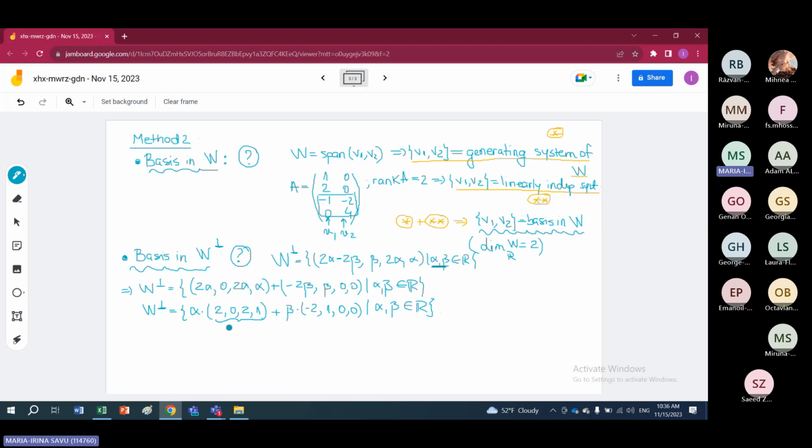Let's note this one by W1 and this one by W2. So W perpendicular is actually the span of which vectors?